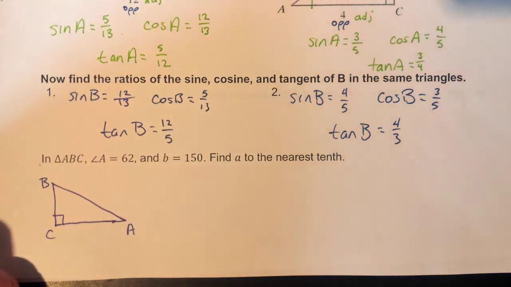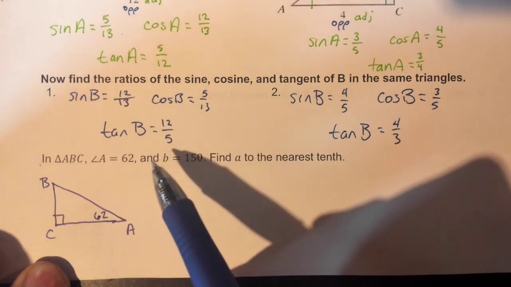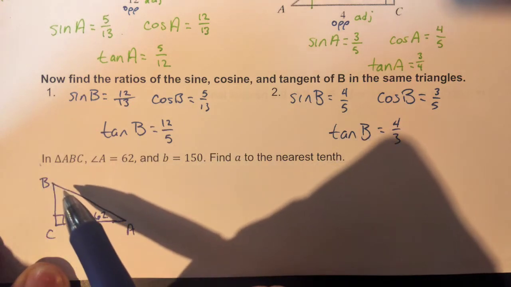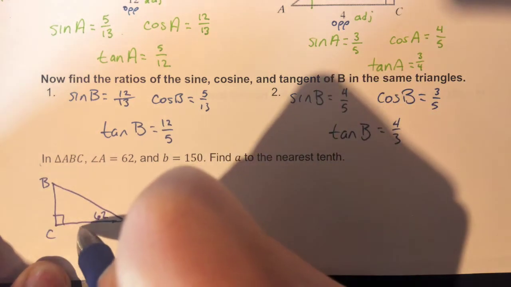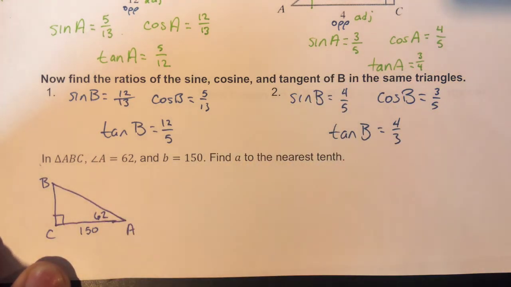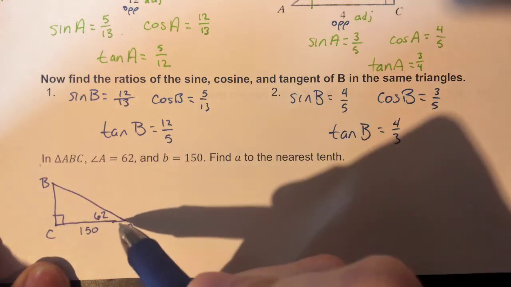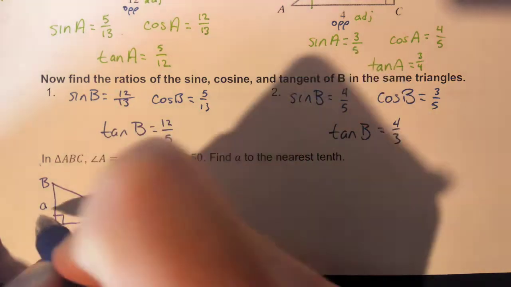So in this one, they give us angle A is 62, so we can fill that in. And then they give us lowercase b is 150. So if capital B is here, lowercase b is going to be across from capital B. So lowercase b would be right here, 150. We're asked to find lowercase a. So lowercase a is opposite, across from capital A. So this one's going to be a right there.